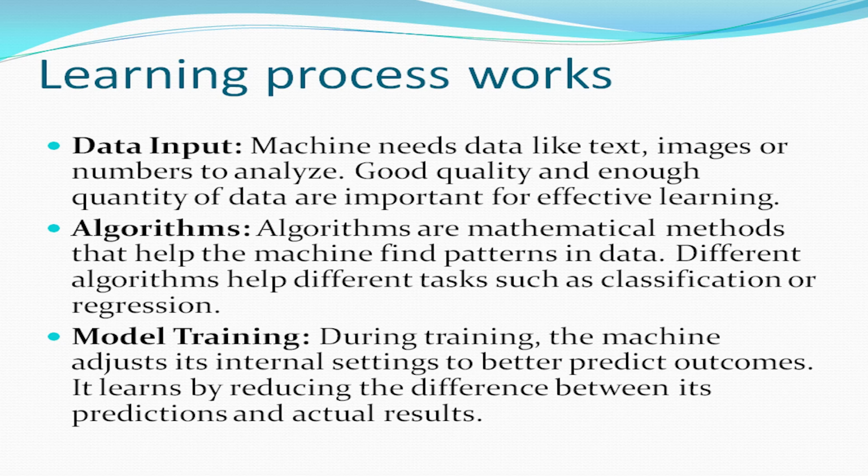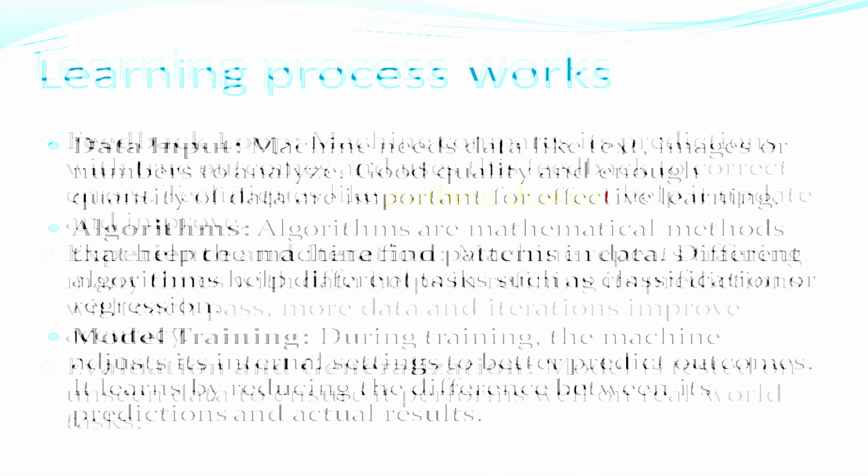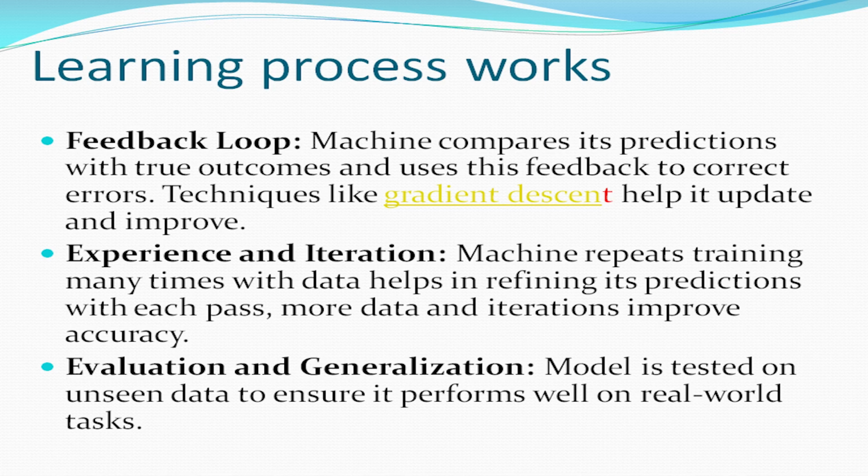Model training. During training, the machine adjusts its internal settings to better predict outcomes. It learns by reducing the difference between its prediction and actual results. Next, the feedback loop. The machine compares its predictions with the true outcomes and uses this feedback to correct errors. Techniques like gradient descent help to update and improve.